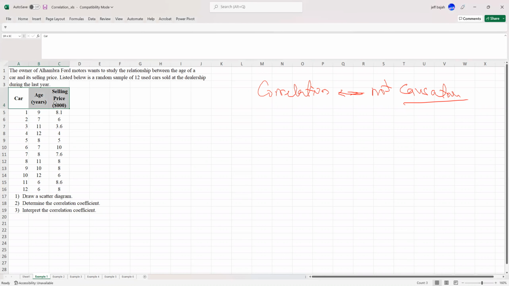All right. Now let's go ahead and solve this question. It's actually extremely easy. What we're trying to see is if there's a relationship between the age of a car and the price of that car. And we're told to do three things. We're told to draw a scatter diagram, to determine the correlation coefficient, and lastly, to interpret the correlation coefficient. So we can do a scatter plot. That's not difficult, and that's pretty easy.